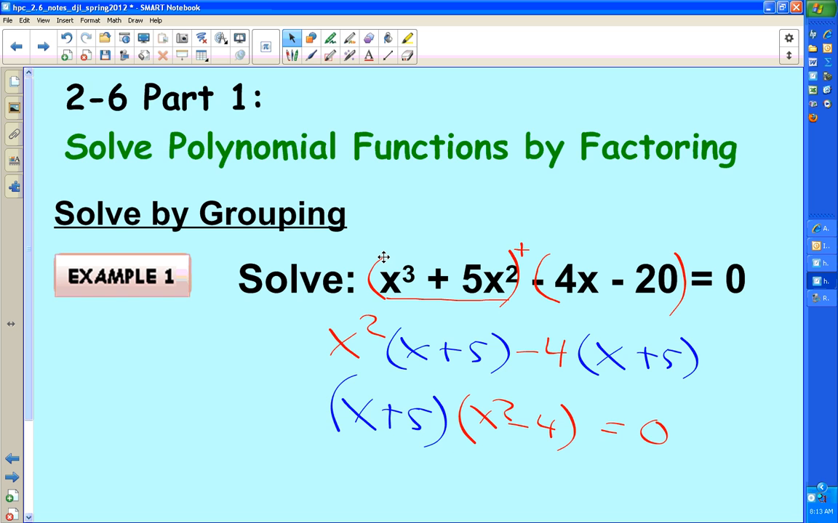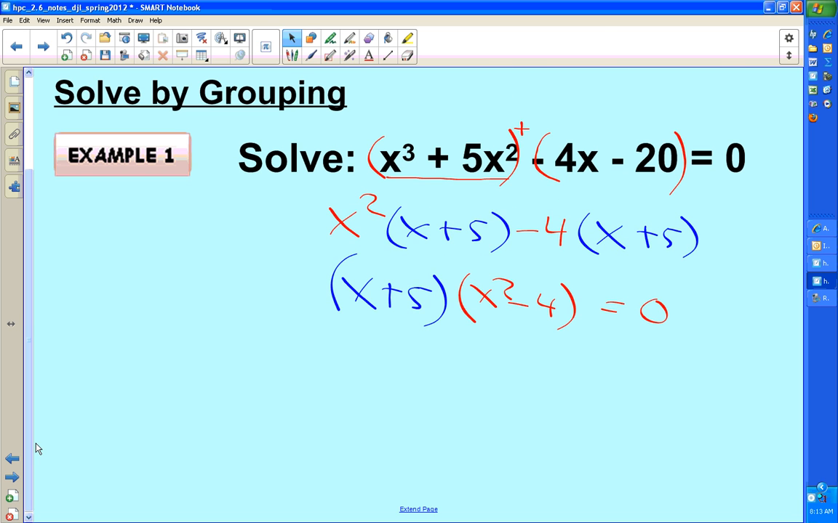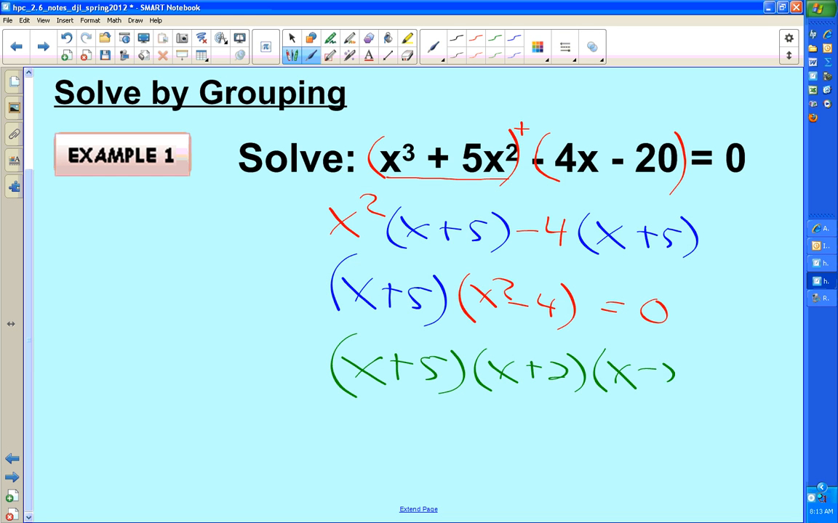How does x squared minus 4 factor? So x plus 5, x plus 2, and x minus 2. So what does x equal? Negative 5, negative 2, and 2. How many roots are there? We know right from the get-go that we should be finding 3 roots. And here they are.